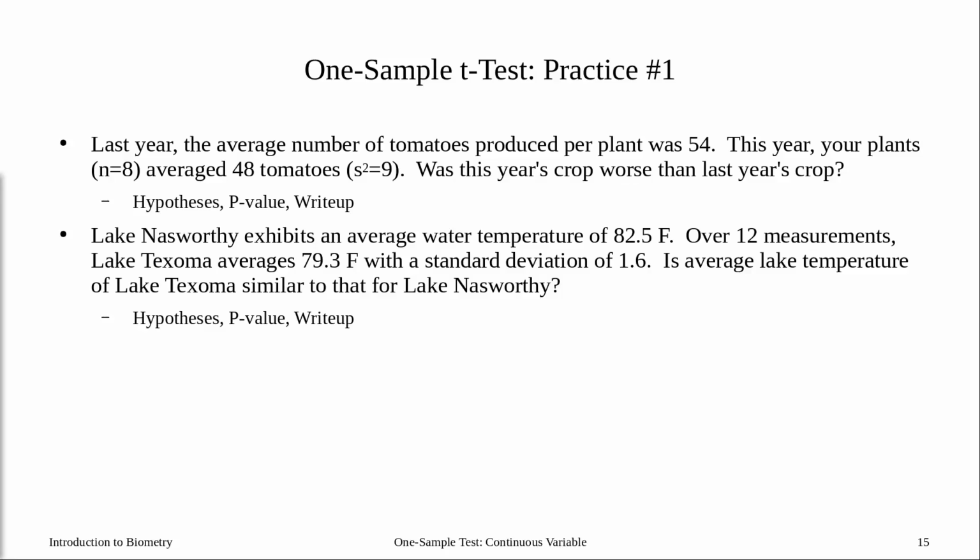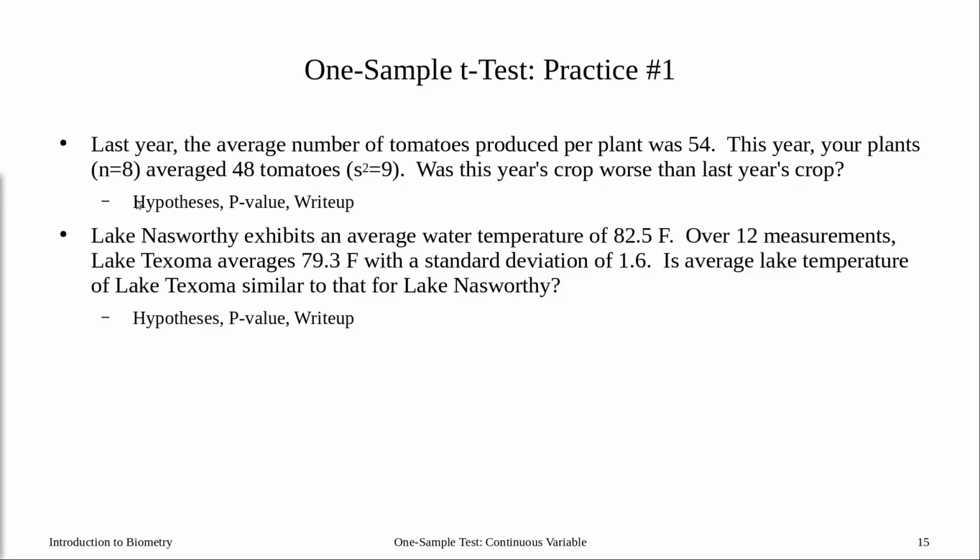So for practice number 1, here's our problem. Last year, the average number of tomatoes produced per plant was 54. This year, the plants averaged 48 tomatoes. Was this year's crop worse than last year's crop? So in this problem, I give you your sample size, your average, and the sample variance. I want you to use a t-test to answer this question.